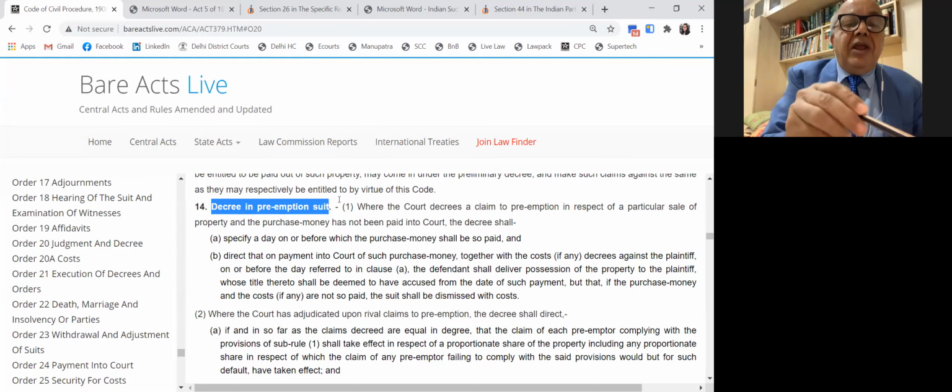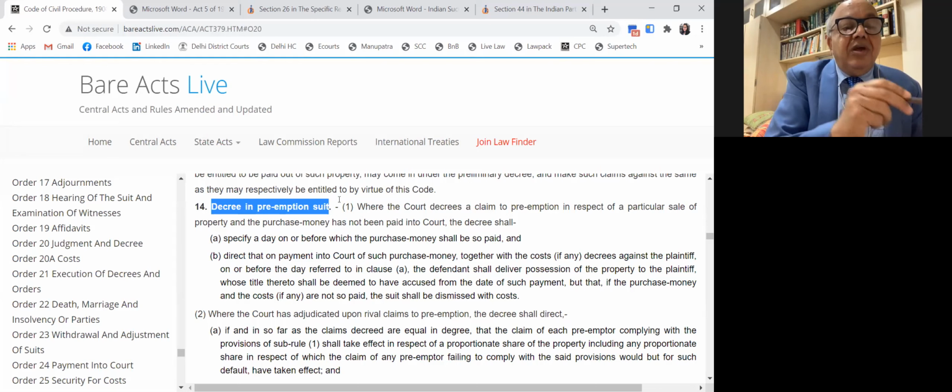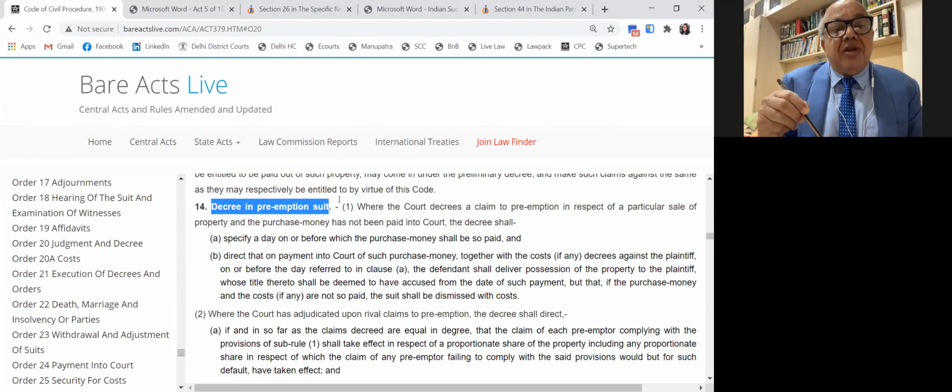For example, A and B are two brothers staying in a joint family together. A wants to sell his property to C, who is a stranger. Now here B, who is in occupation along with A, can bring a suit for preemption, that he has a right of preemption. Though under Indian law, there is no statutory law in the Central Act, but certain states like Punjab and Agra.